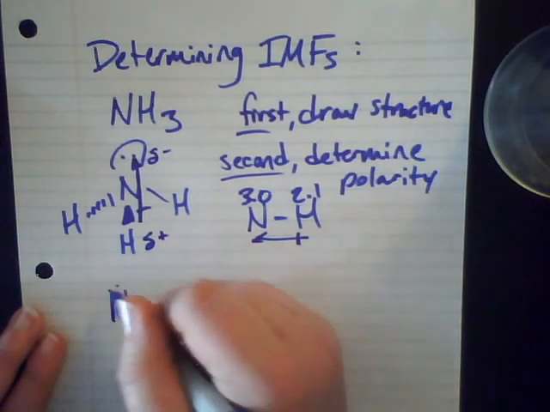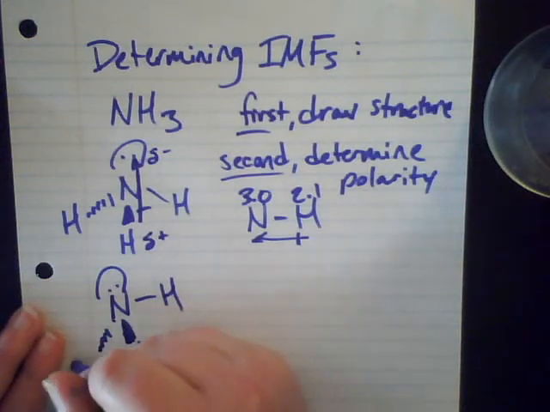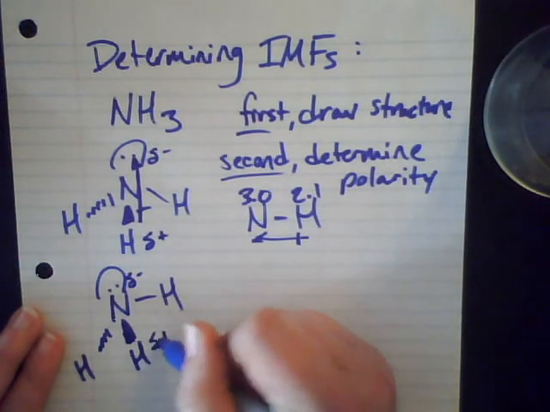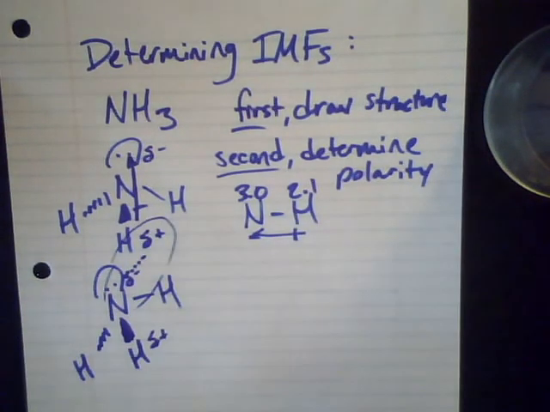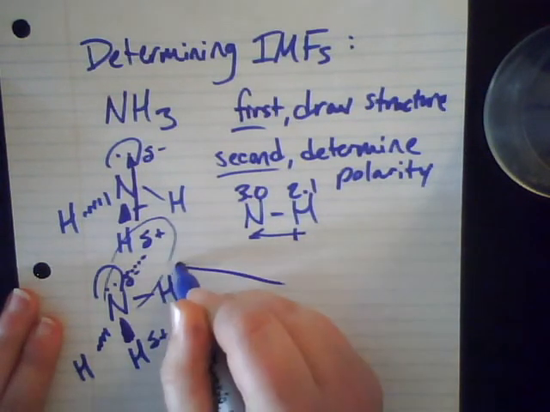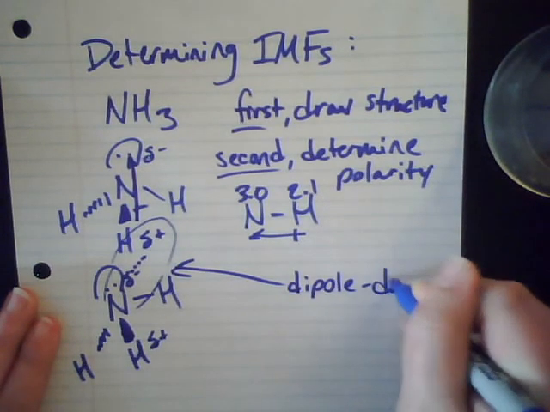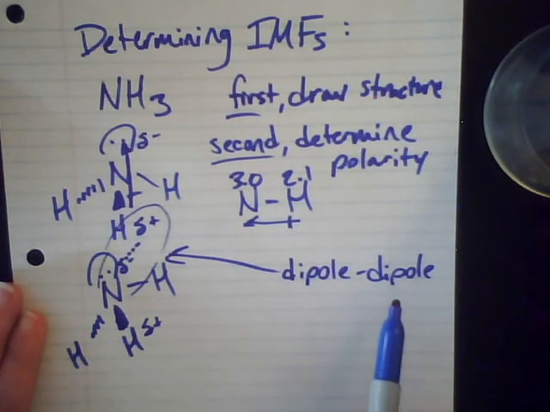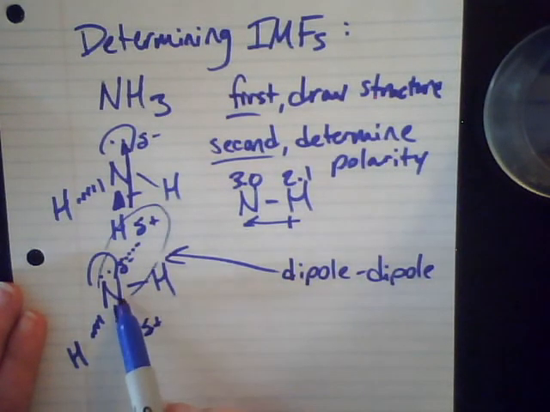Now if I have another one of these guys, which I do because I have a whole solution of them, then it's going to do the same thing, right? I have a partial negative up here, partial positive down here, and it looks like there's going to be attraction between these opposite charges on my adjacent molecules. So this attraction here, I have two polar molecules, so it's dipole-dipole, and I need to check to see if it's the specific type of dipole-dipole, or hydrogen bonding. So it's a partially positive hydrogen on one with a partially negative nitrogen on the other.